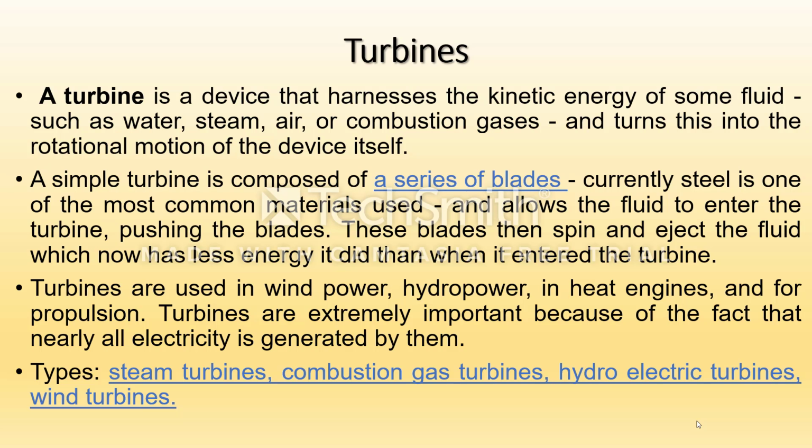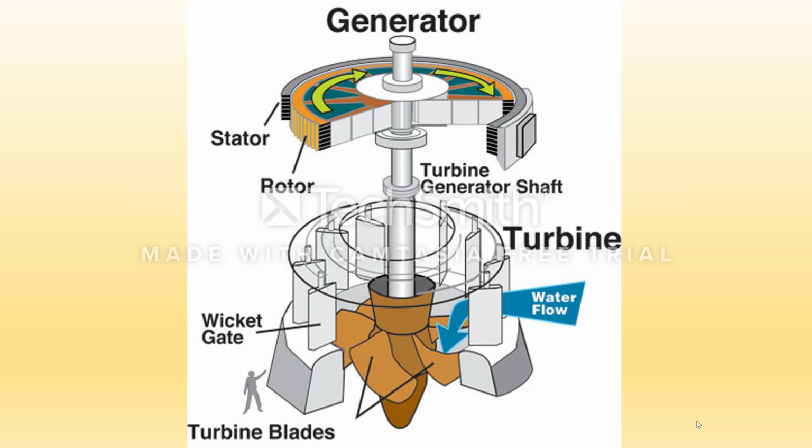A simple turbine is composed of a series of blades and allows the fluid to enter the turbine, pushing the blades. These blades spin and eject the fluid, which now has less energy than it did when it entered the turbine. Turbines are used in wind power, hydropower, in heat engines, and so on, and we have several types of them, like steam turbines, combustion gas turbines, hydroelectric turbines, wind turbines.